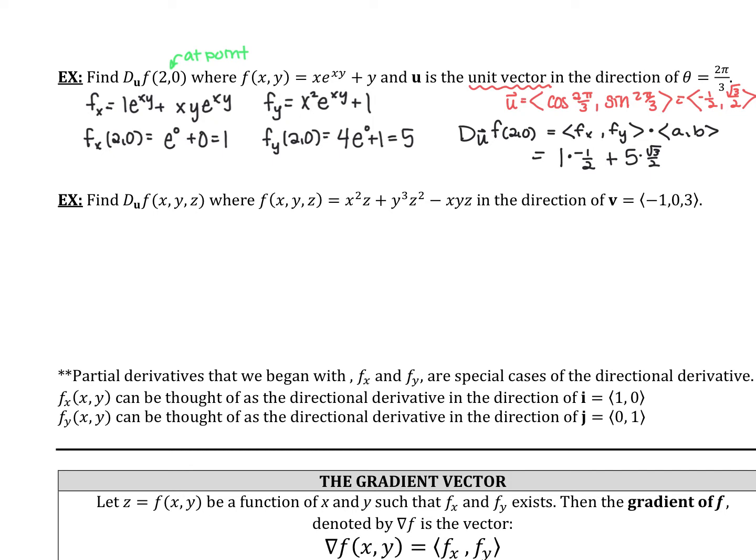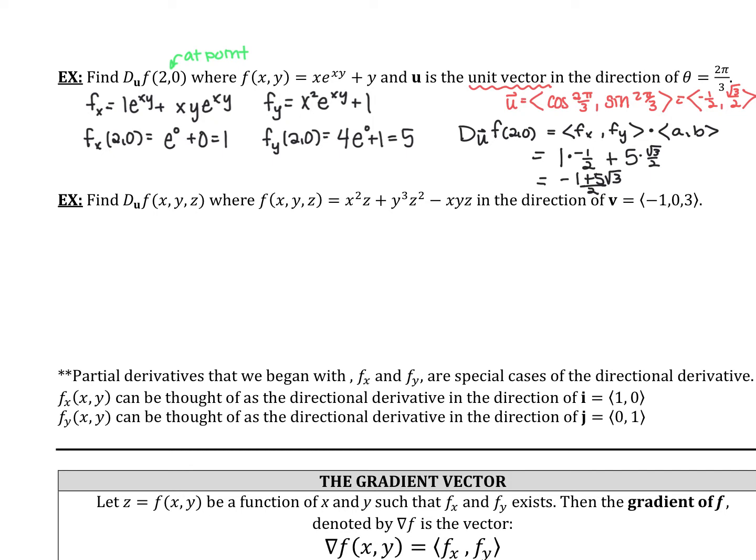Simplifying that, they're both over 2, so I get that this directional derivative would be negative 1 plus 5 root 3 over 2. All right, so see what you can do. Hit pause and try this next example that happens to be in 3 variables.